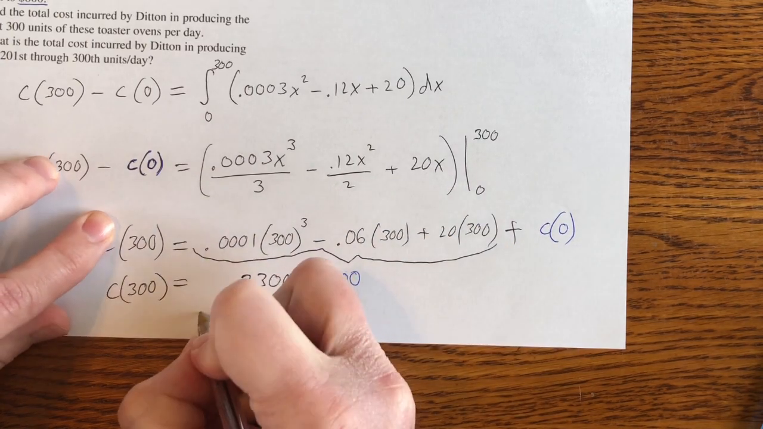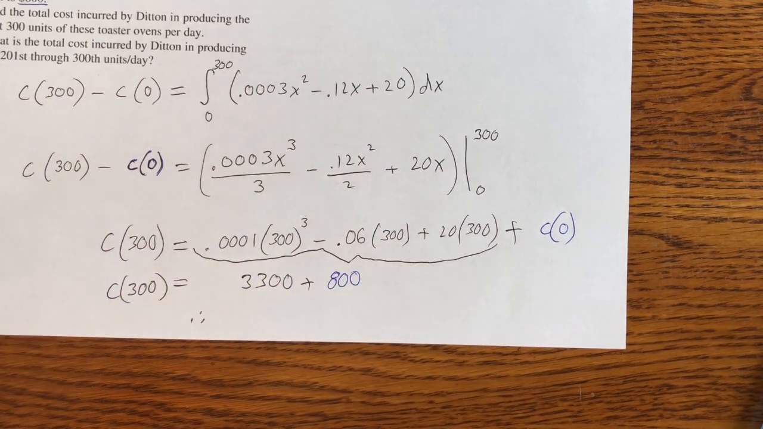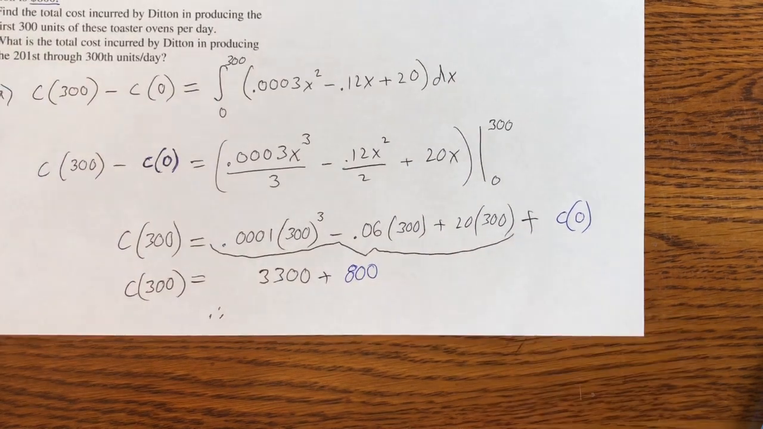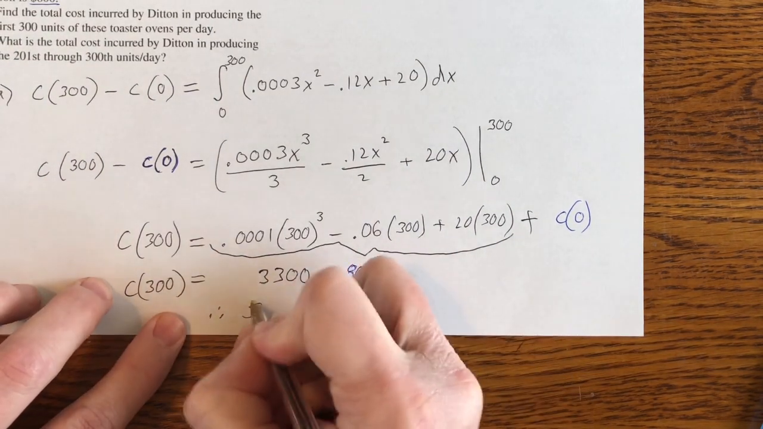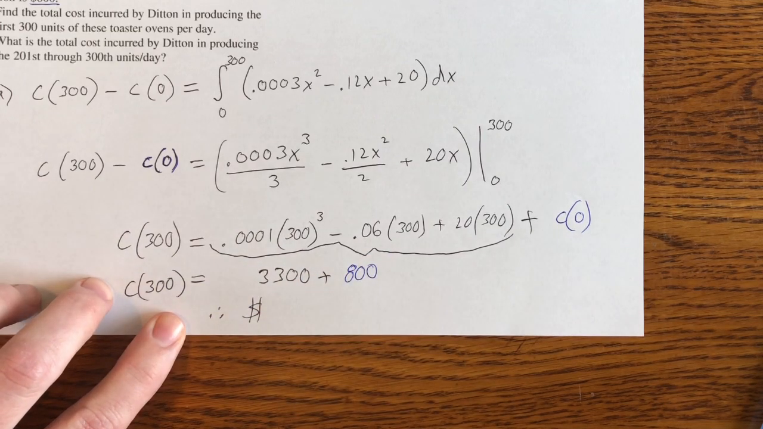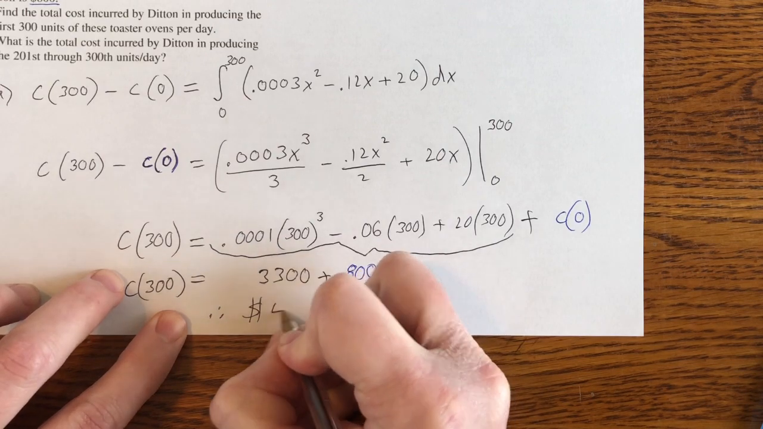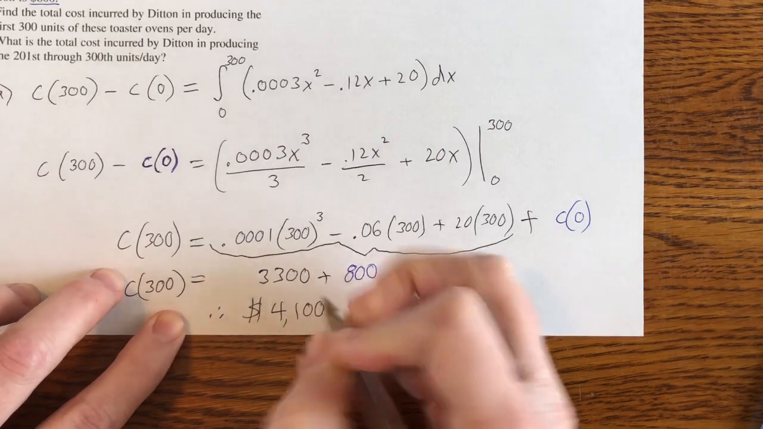So therefore, the result here for letter A would be what? Total cost incurred in producing the first 300 units of these toaster ovens per day would be $4,100.